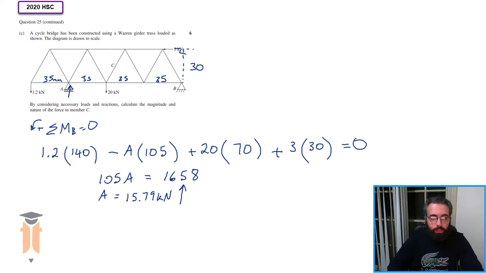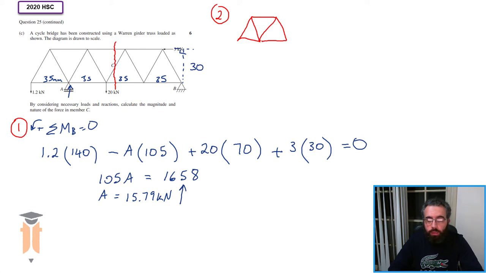Okay, so the next step now is to find the force in member C. So like I said at the start, I'm going to make a cut through the member in question, and then I'm going to consider in this case the left-hand side. So now what I do is I will draw a free body diagram. So let's just label so we don't get confused. So we've got this, that.